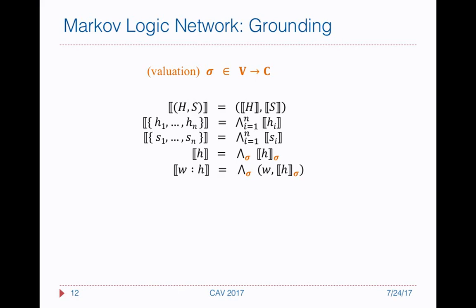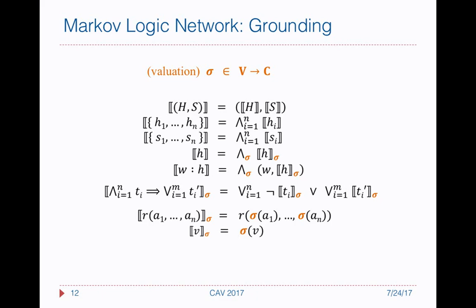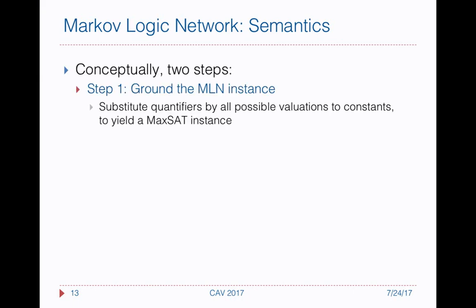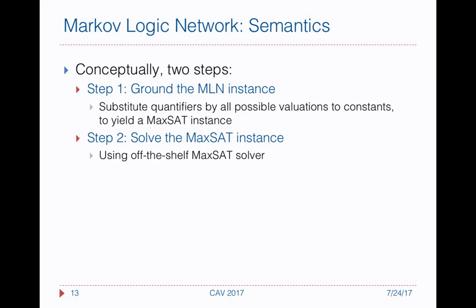The semantics of an MLN instance is fairly straightforward. It is defined in terms of the semantics of its subcomponents until the point where you reach each individual constraint. At that point, we simply blow up each of these quantified constraints by grounding the quantifiers with all possible valuations to constants. Beyond that, grounding each of these constraints is a fairly straightforward task. We push these valuations to the arguments, and if the argument happens to be a variable, then we convert it to a constant as dictated by the valuation. Otherwise, it remains a constant. Once you understand grounding, the semantics of an MLN is straightforward. It has 2 steps. The first step is this grounding process, where we substitute all quantifiers by all possible valuations to constants, which gives us a MaxSAT instance. In the second step, we solve this MaxSAT instance using an off-the-shelf MaxSAT solver.